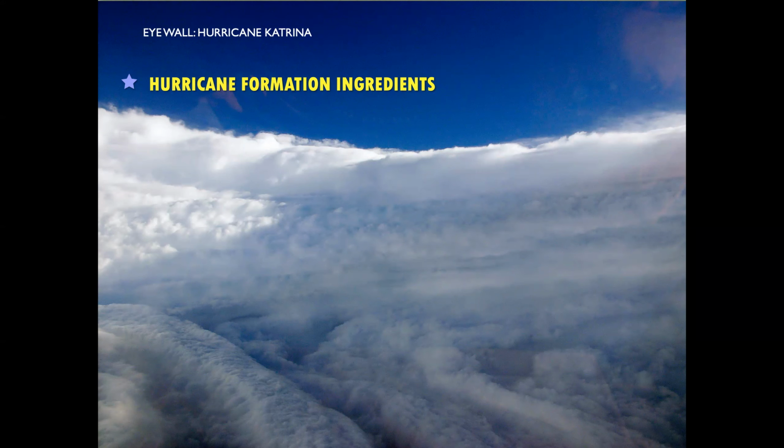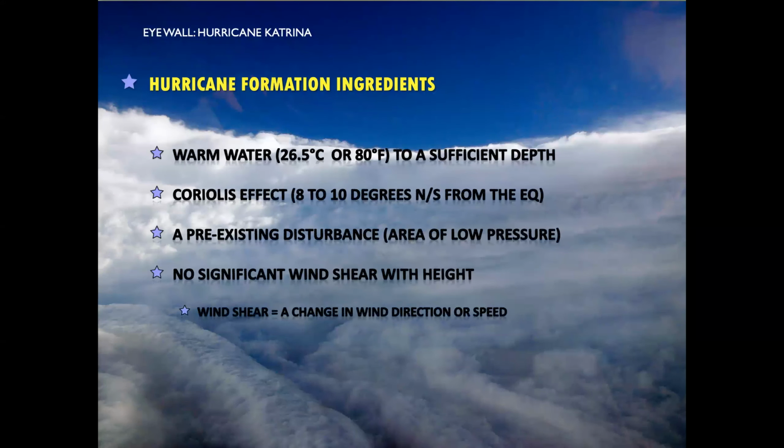And these are the ingredients. So this is one of the homework questions, and these are the answers. Warm water, that's the first ingredient you need. You need to have water that is 26.5 Celsius or warmer. Coriolis, you need to be away from the equator. That's for the spin. You have to have a pre-existing low.